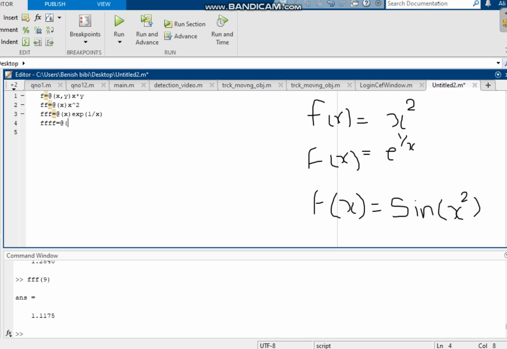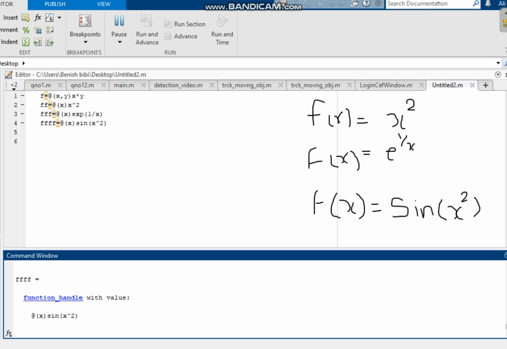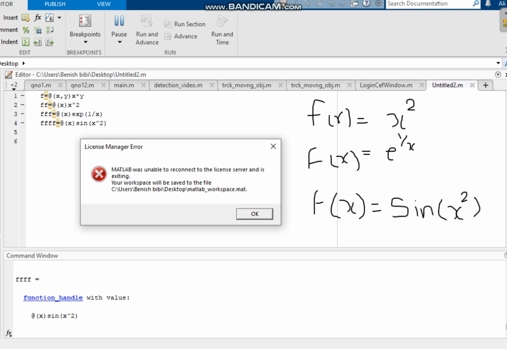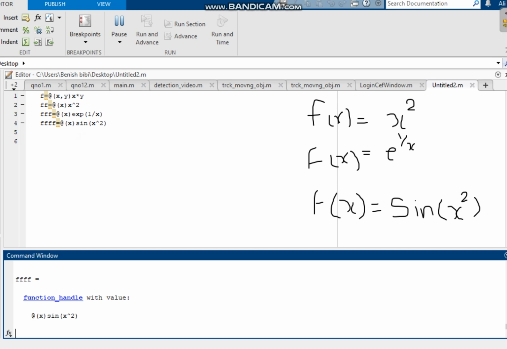Now the last function is also implicit. The syntax is the same, so hope you now remember the syntax. So here sine of x power 2. Okay, this is our function. Now let's run it. Okay, the license has expired. We have a license expiry, so that's why it's giving an error.